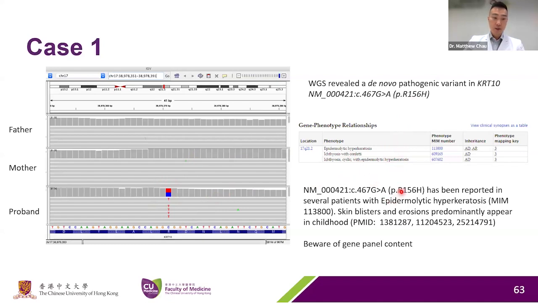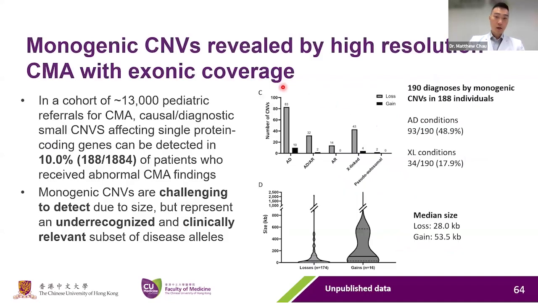And the reason why this was not picked up was because the gene panel, for some reason, did not include this gene. So you have to be aware of the size of the gene panel as well as the gene content when ordering and trying to exclude certain diagnoses. And next, I'll talk about two studies.